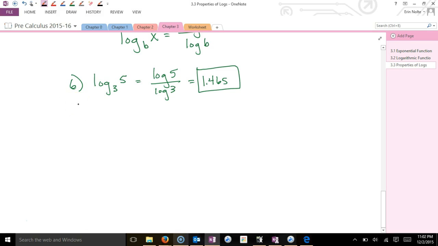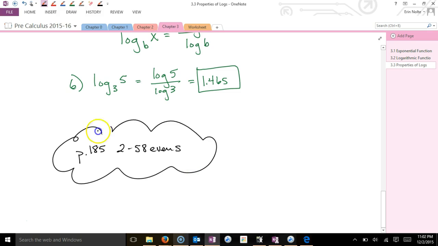So, the assignment is on page 185. You have 2 through 58 evens. 58. Yep. These are quick problems.